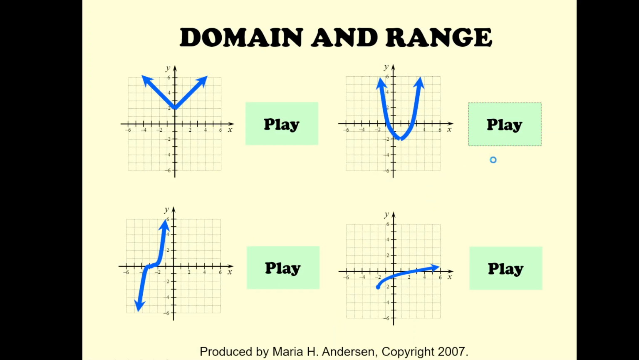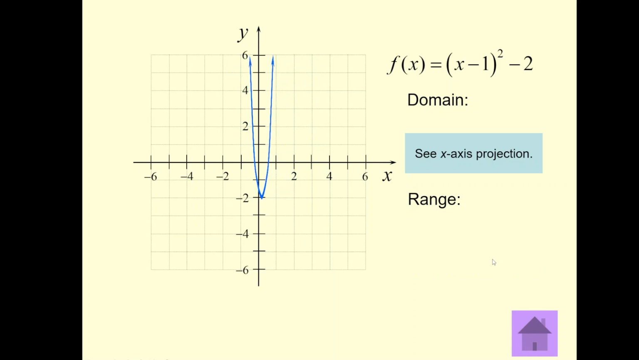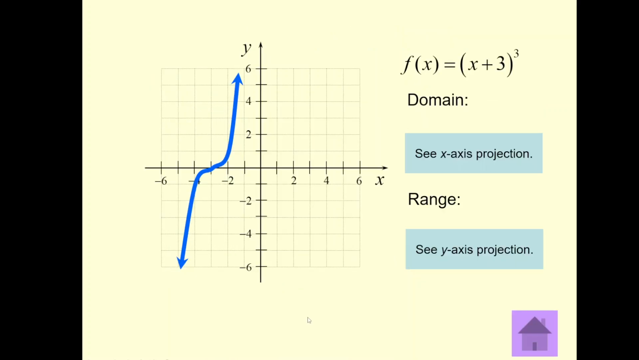And if I went back and I showed you the range, again, if I squish it, there's going to be no graph below here. The graph will start at -2 and go to infinity. So you could say y is greater than or equal to -2, or you could say square bracket -2 to infinity. Just showing a couple more.